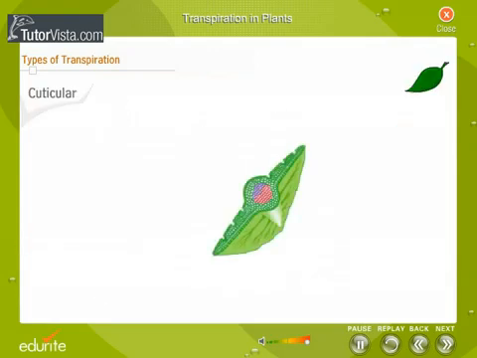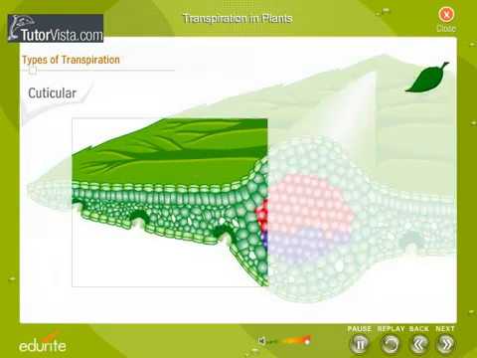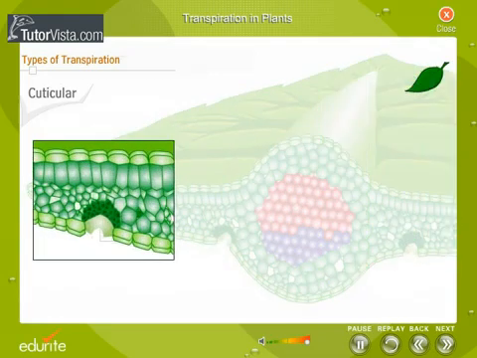Cuticular transpiration. This is the transpiration which takes place from the leaf surface. Leaves are covered by a waxy layer of cuticle. The cuticle actually helps the leaf to reduce the amount of transpiration taking place.